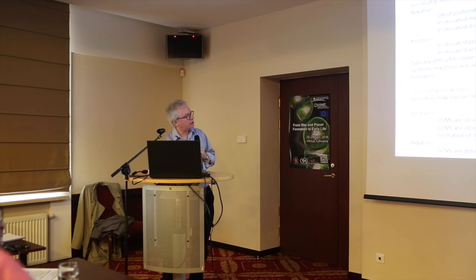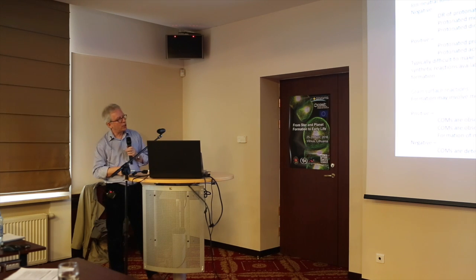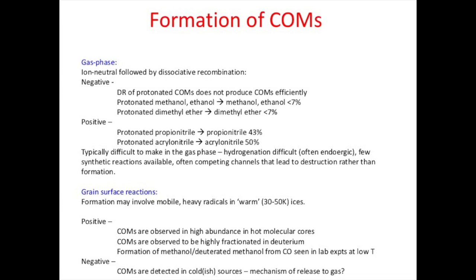On grains, well, it certainly helps if you can make radicals in warm ices and let these radicals be mobile. So we certainly know that we see many of these complex molecules in very high abundance in these hot regions. We certainly see them to be highly fractionated in deuterium. So we know there's a chemistry that's going on that is predominantly a colder chemistry rather than the hot gas that we see. And we know from experiments on carbon monoxide at 10 degrees Kelvin that both methanol and deuterated methanol can be formed very efficiently.